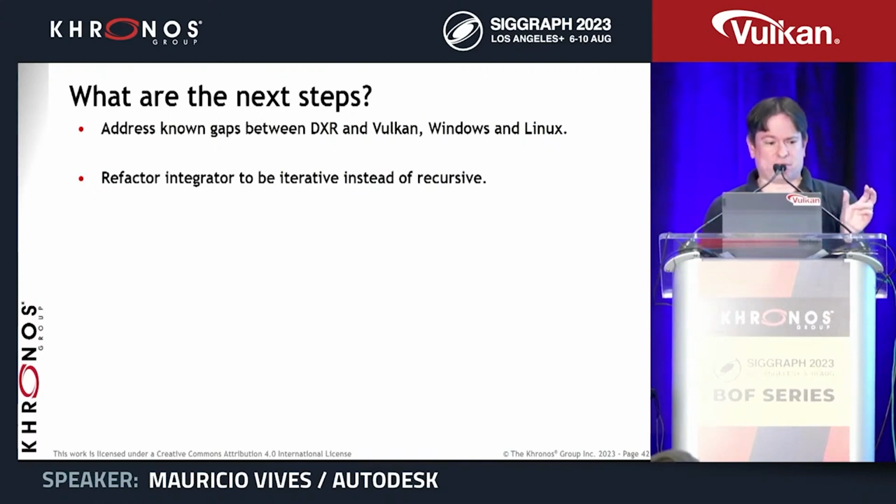What's interesting is the same vendor supports recursion on DXR, but not on Vulkan. I don't know why. If anybody knows why, come talk to me. I'm kind of curious. But in any case, it's something we want to do anyway. We want to have it be iterative instead of recursive, and that'll give us broader compatibility. That'll be Vulkan support on more GPUs.